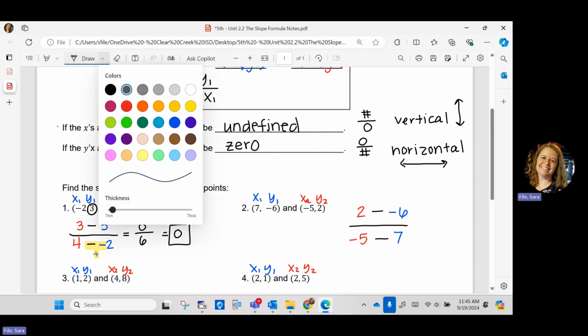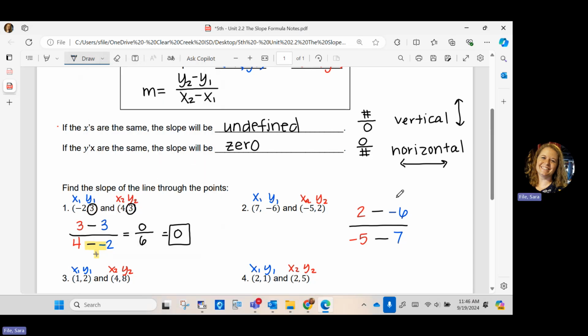So now I need to simplify. Order of operations says we do what's on top together, we do what's on bottom together, and then we divide at the end. Okay, so when I go to simplify this, we said that that minus a negative is going to do what? What's that going to become? It's going to become plus. Because you have a negative times a negative, that's a positive. So what's 2 plus 6?